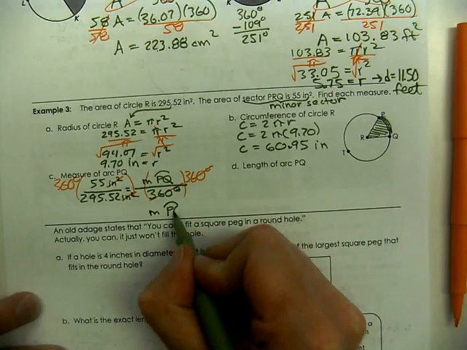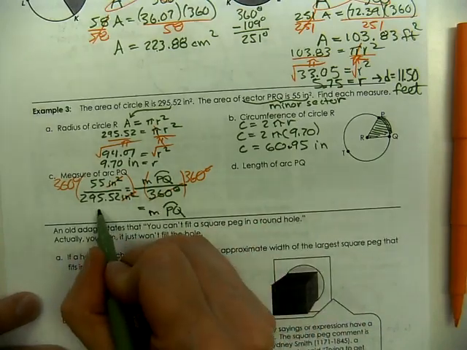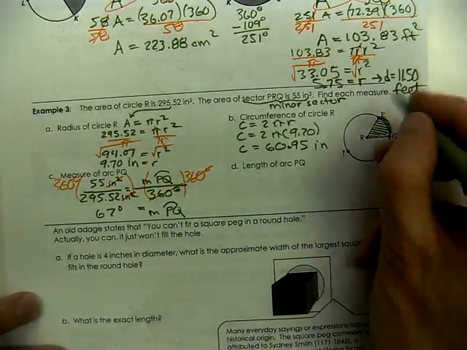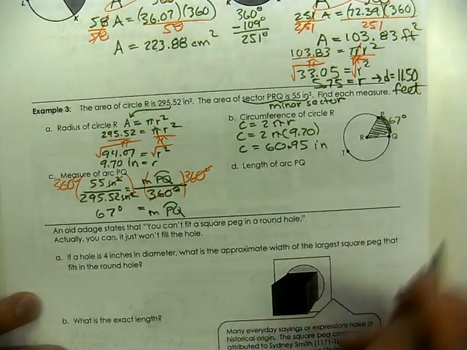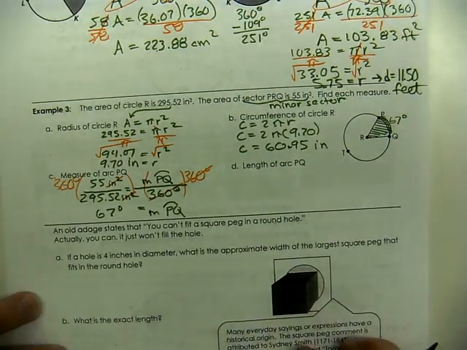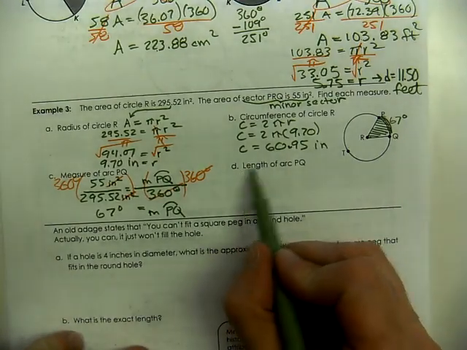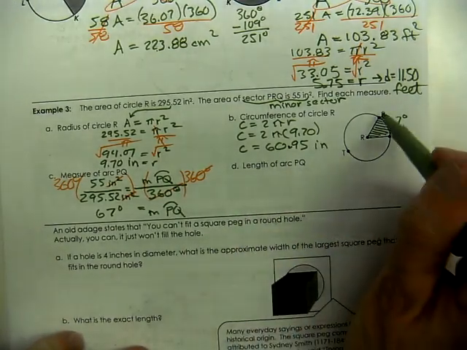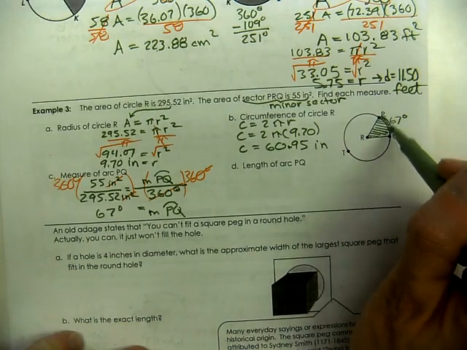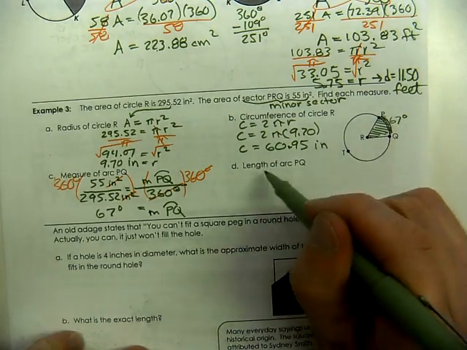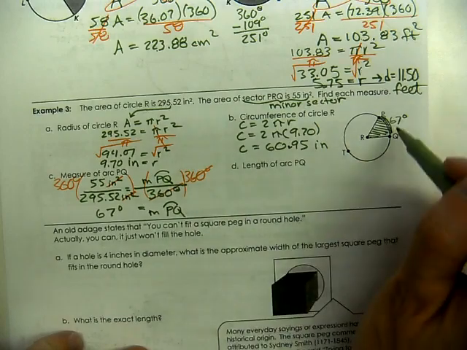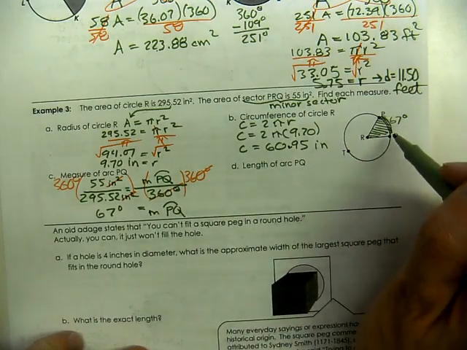So the measure of this arc PQ will be 67 degrees. So now we know this is 67 degrees. Now they're asking us, as this final step, to find the length of the arc PQ. So we're still talking about arc PQ, but not the number of degrees. We want to know the length, and length is measured in inches. So we want to know how many inches it is around.